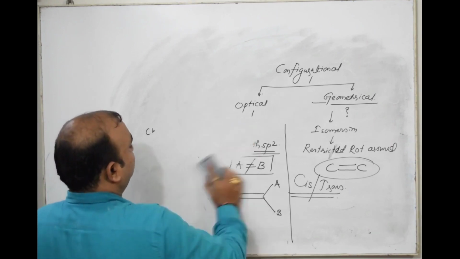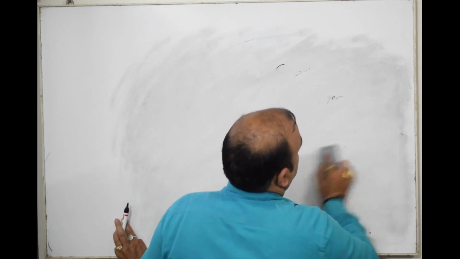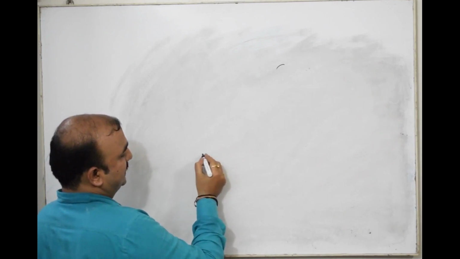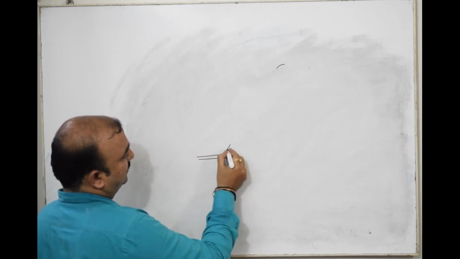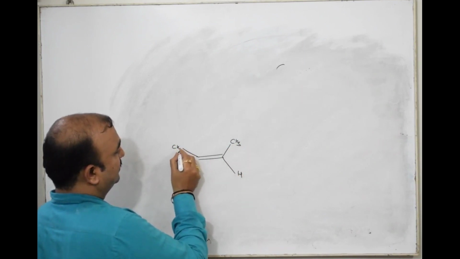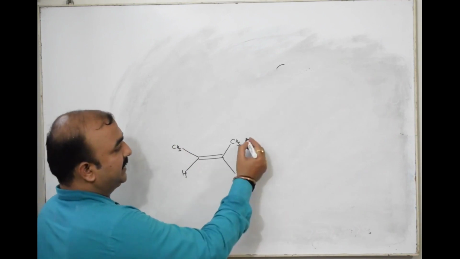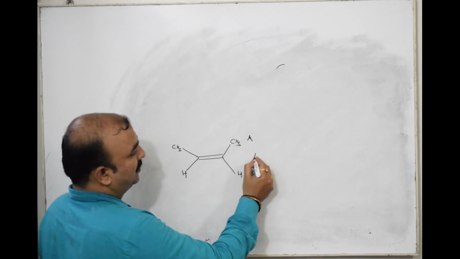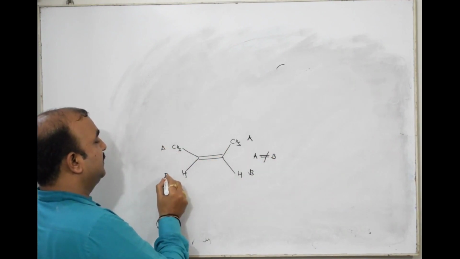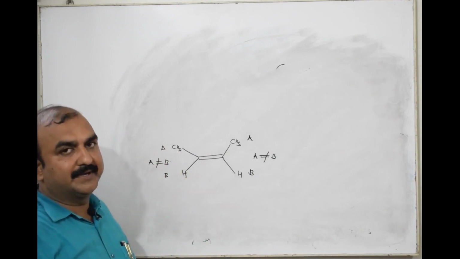Now please see, tell me, does this compound show geometrical isomerism, yes or no? Yes. It is A, it is B. On this carbon, A is not equal to B. A and B is not equal to B. Done. This shows geometrical isomerism.